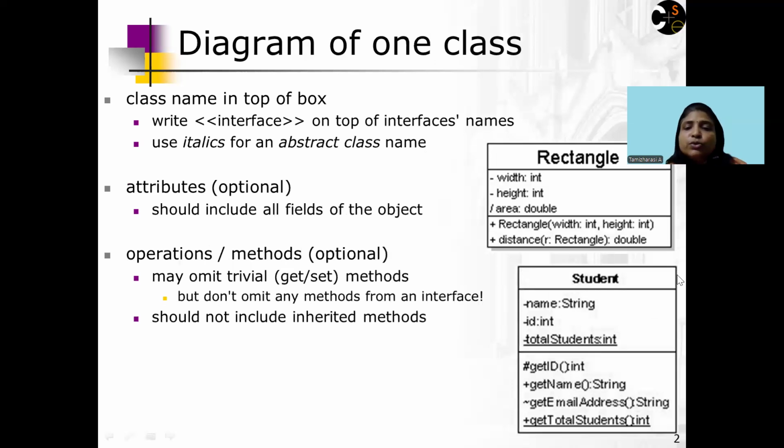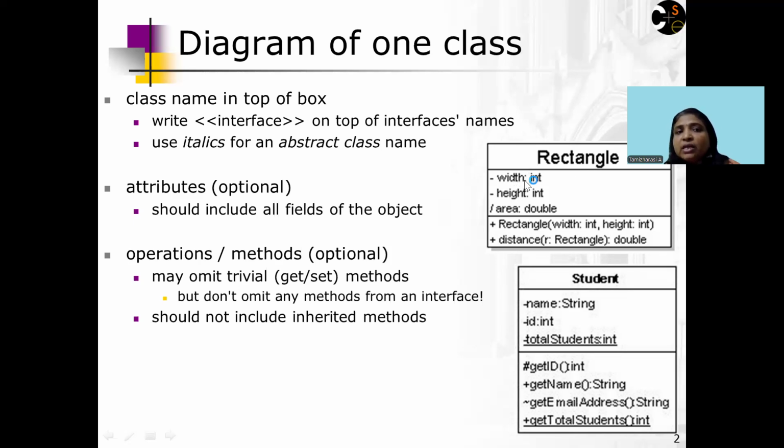So as I told you, this is the representation of a class. You will have three sections. The first section is the class name. You all know the class name should start with a capital letter and it should be in the middle. And the general notation is that you use italics for an abstract class. The next section is attributes. Both attributes and methods are optional. You can have them, but the class name is compulsory.